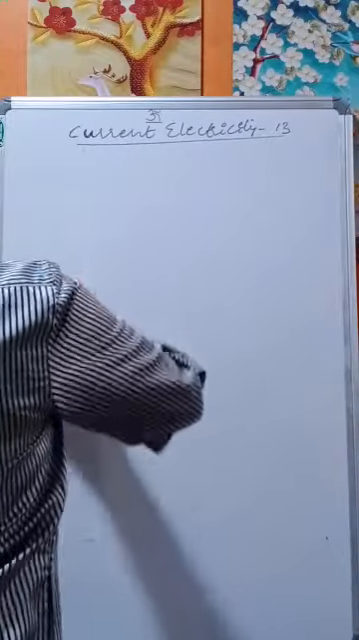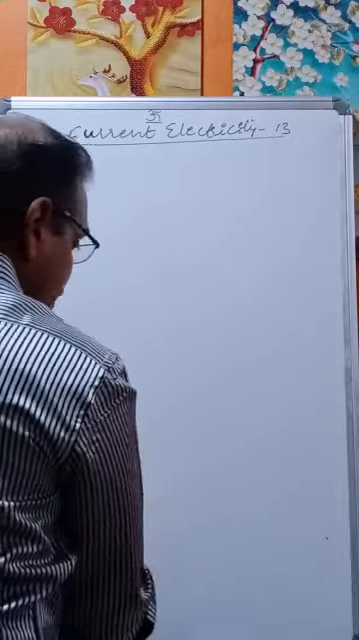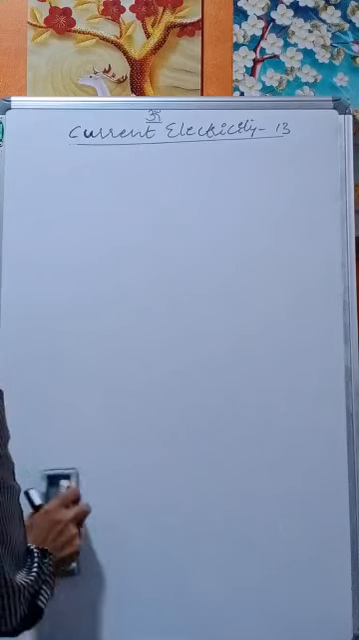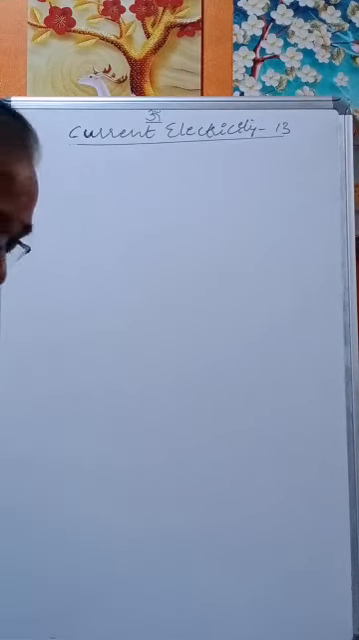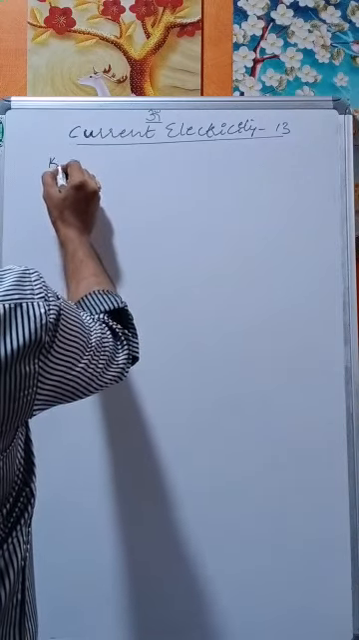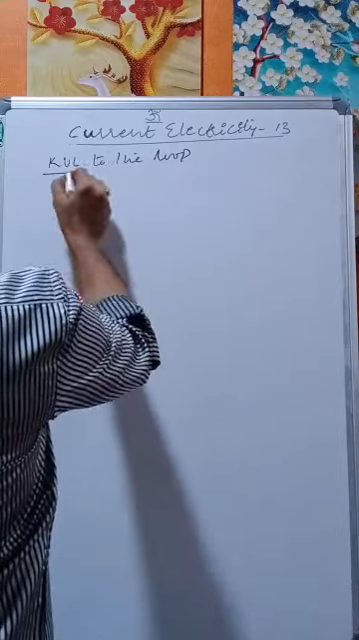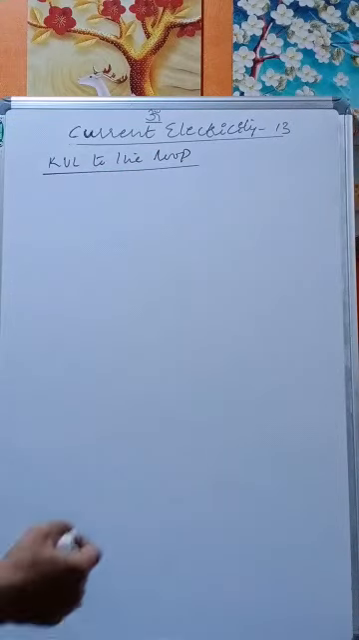Now the second law, Kirchhoff's voltage law, is in accordance with the law of conservation of energy, and Kirchhoff's current law is in accordance with the law of conservation of charge. Now let us see how to apply Kirchhoff's voltage law, KVL, to a loop.